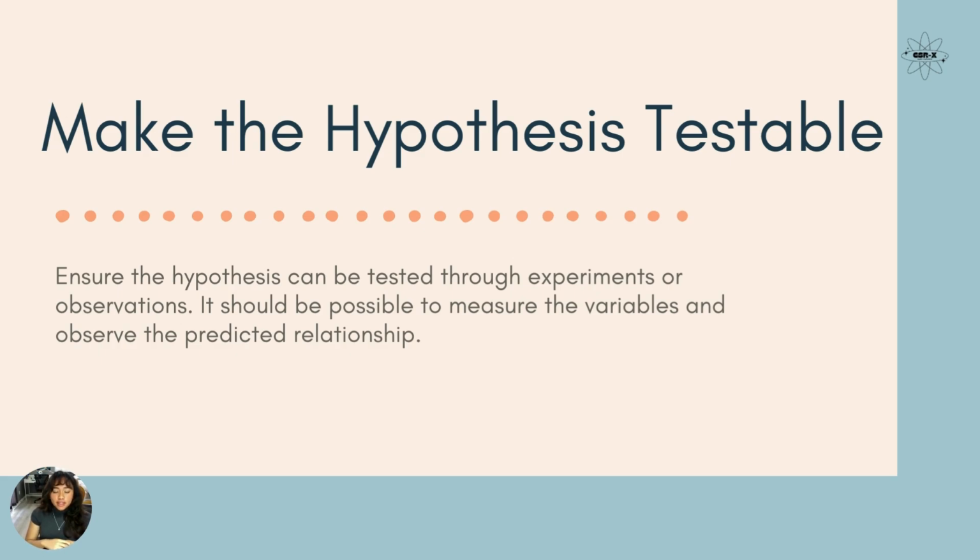So making sure the hypothesis is testable. So again, the hypothesis can be tested through experiments or observations. It should be possible to measure the variables and observe the predicted relationship. So again, just using the example from earlier, instead of saying maybe dogs are better than cats, you would maybe say cats can jump higher than dogs. So instead of trying to measure the vague and ambiguous concept of betterness, you would be looking at the cat and the dog's vertical, how high they can jump.